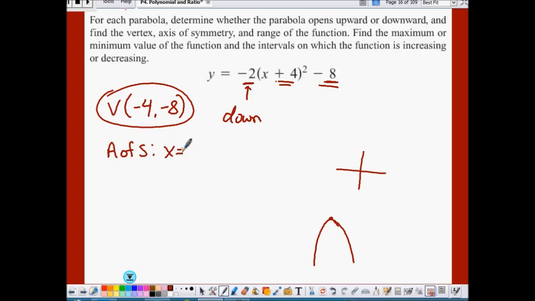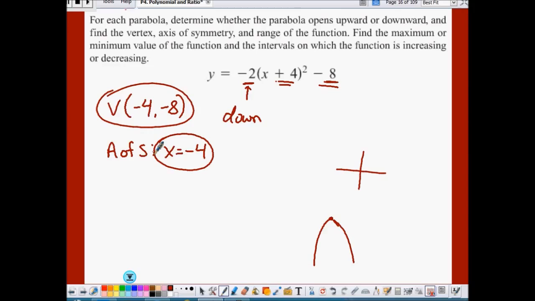X equals. Passes through the vertex. Yep. Simply the x value of the vertex. X equals negative 4. Make sense?